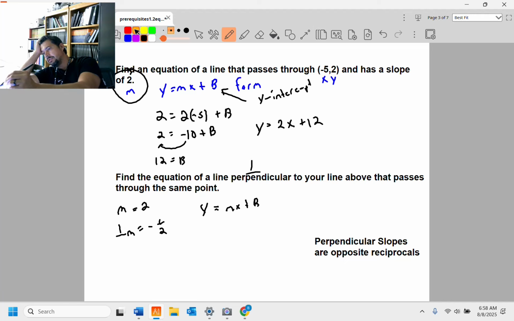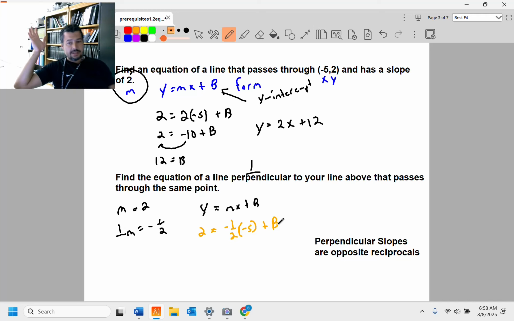The y value is going to be 2. Your slope is now negative 1/2. The x value is still negative 5. And since it's perpendicular, we don't know where it crosses the y-axis. It's probably going to cross the y-axis below the point negative 5, 2. It's probably going to have a negative y-intercept. That would make sense to me based on visualizing it.